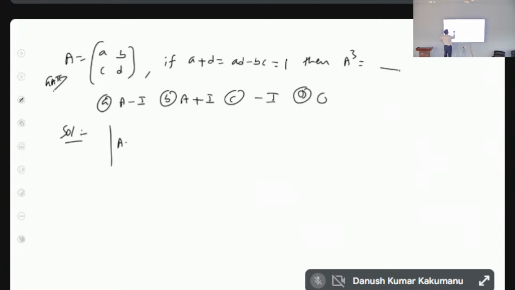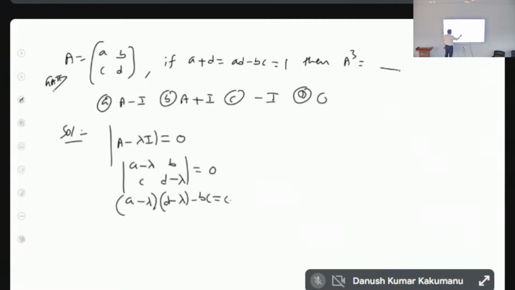Determinant of A minus lambda I equal to 0. Determinant of the matrix [[A minus lambda, B], [C, D minus lambda]] equal to 0. So (A minus lambda) into (D minus lambda) minus BC is equal to 0. Simplify.